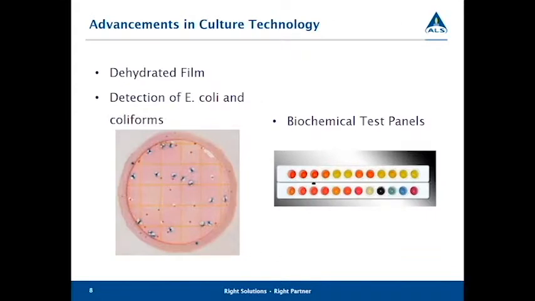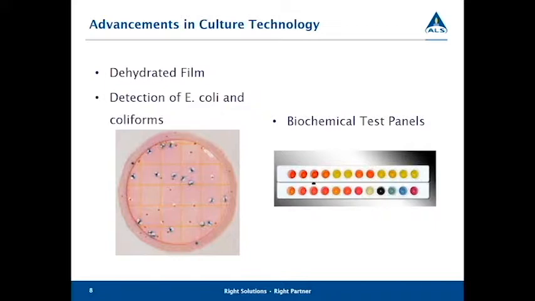Manufacturers have made advancements in culture technology to try and make things easier. One of these is dehydrated films, where the culture media is dehydrated and pre-prepared. These are designed to save time. With the addition of selective agars or selective medias to this, you can also speed up the process and do your primary enrichment and a selection at the same time. The picture on the screen shows a film that's designed for detection of E. coli and coliform.